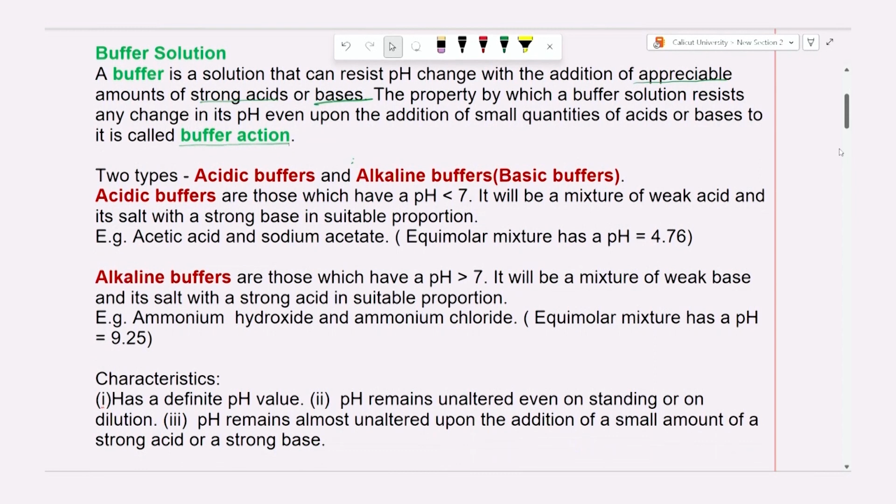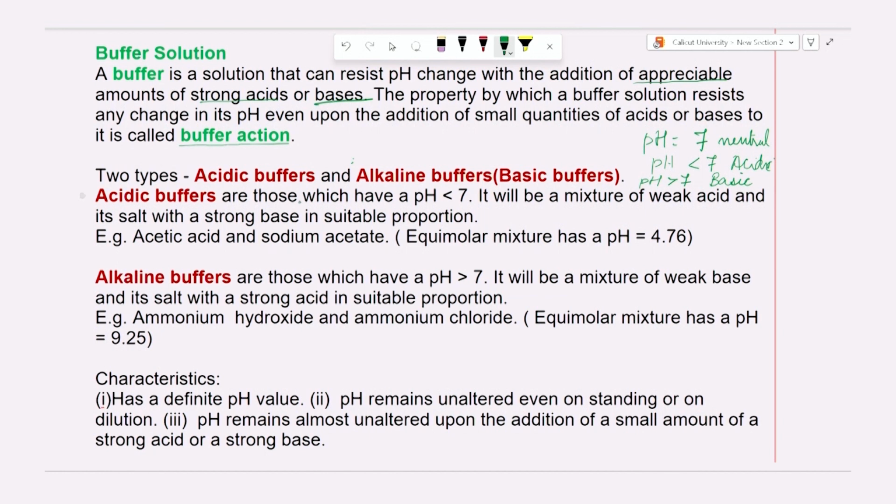There are two types of buffers mainly, that is an acidic buffer and an alkaline buffer, also known as a basic buffer. As we all know, when the pH of a solution is equal to 7, we say that it is neutral. When pH is less than 7, we say that the solution is acidic. When pH is greater than 7, we call that basic or alkaline.